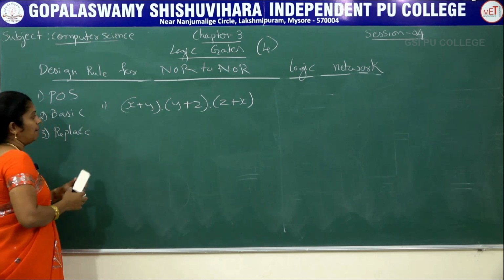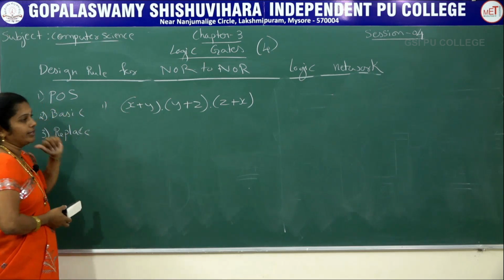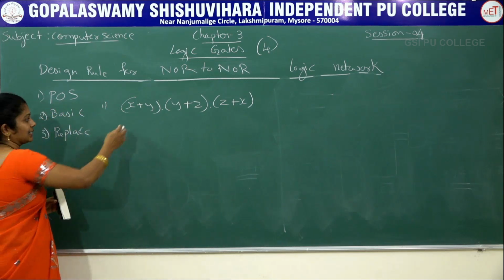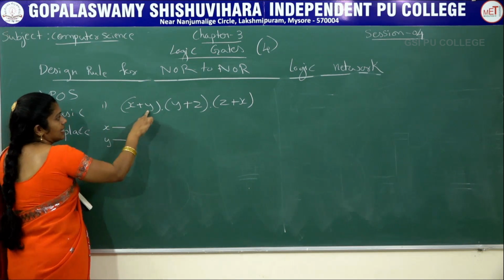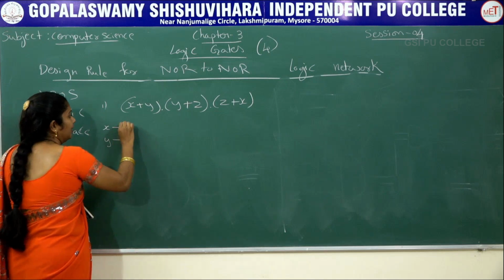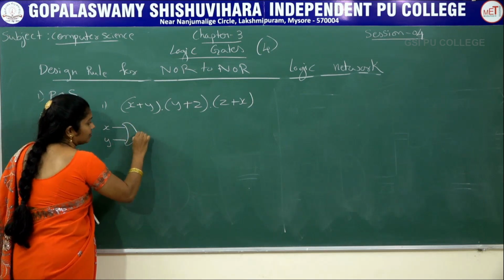Then what is the second step? Write the circuit diagram by using basic gates. See, first X and one more is Y. Basic gates: here we have the plus operator, so we have to write the reverse C shape.